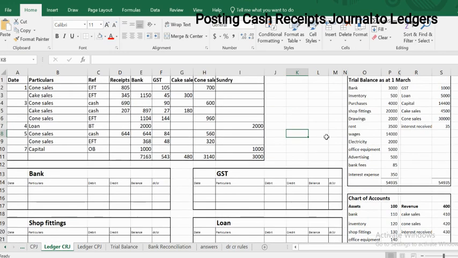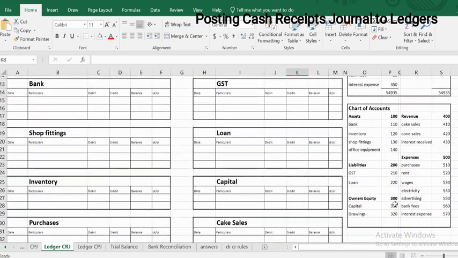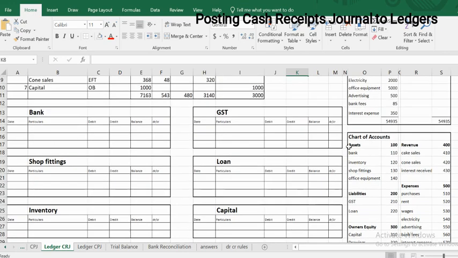credit balance. We're also going to need our trial balance here for the 1st of March at the beginning of this period, and we're going to need our chart of accounts. We're going to start with our chart of accounts, and one of the first things we need to do is put these chart of account numbers into the ledger accounts.